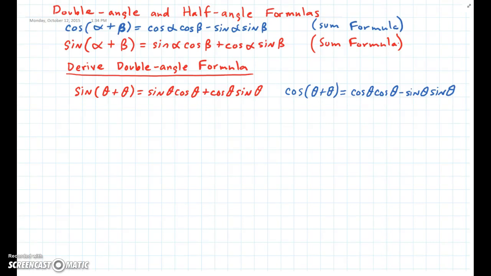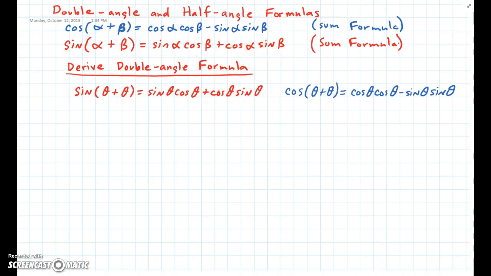Okay, today we're going to talk about double angle and half angle formulas for the sine and cosine functions. If you remember from the previous section, the sum formula for cosine: cosine of alpha plus beta is equal to cosine alpha cosine beta minus sine alpha sine beta. Likewise, the sum formula for sine of alpha plus beta is sine alpha cosine beta plus cosine alpha sine beta.